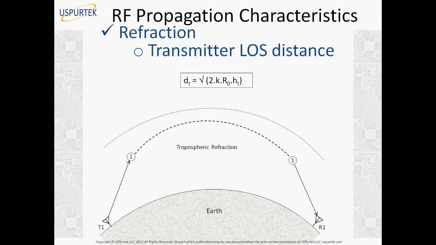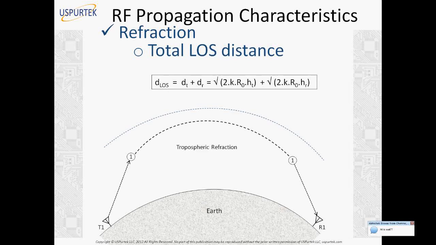Okay, so now in this formula shown here, we are actually using the value of the K factor to compute the transmitter line of sight distance. As we said before, our range gets extended due to troposphere refraction. And this is the formula we can use, where R0 is the Earth's real radius, HT is the height of the transmitting antenna, and K is the K factor. So the K factor is crucial to compute the range that we are covering with our transmitter.